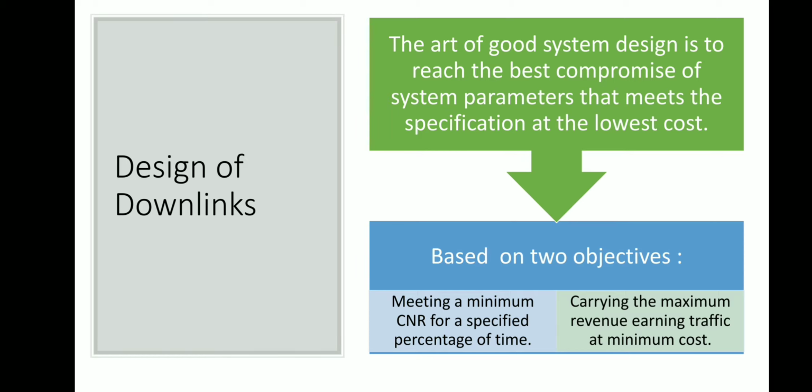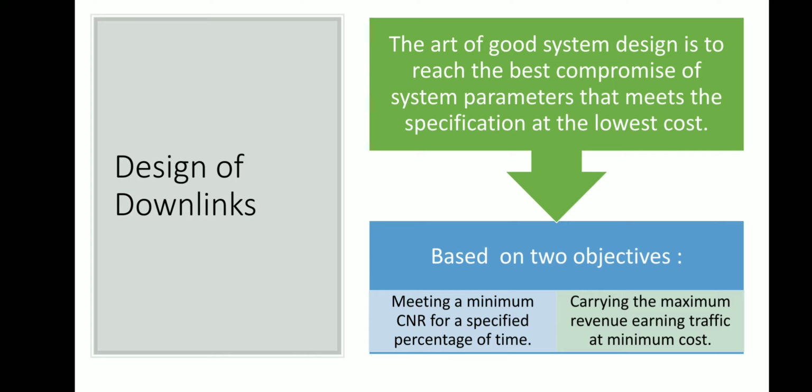So design of downlink, it is the art of good system design wherein we reach the best compromise of system parameters that meets the specification at the lowest cost. So it's very important to meet the specification, which is actually most of the time given prior to when the designing actually starts. So if we are designing something, we need to achieve some goal in terms of the specification given, and that whole achievement has to be done at the optimal cost.